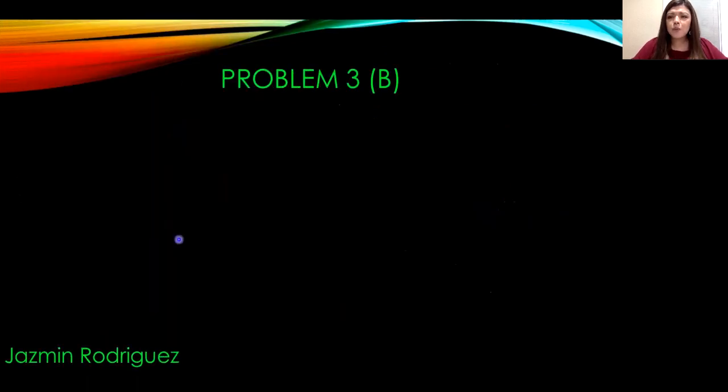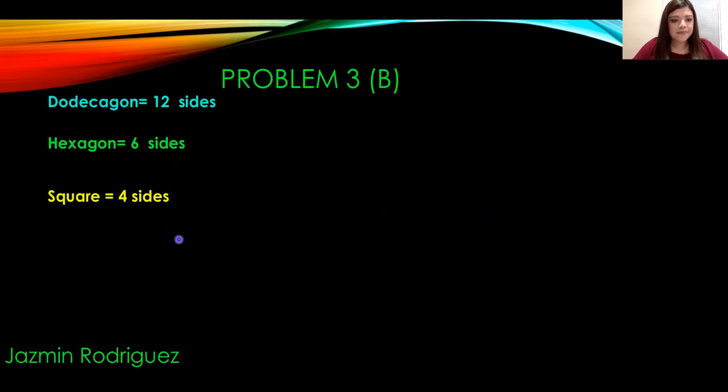Now, what can we do to show Miss Myra what she could do to make a vertex figure? Well, first, she's going to have to change these shapes because those put together will not work. So let's experiment. Let's do a dodecagon who has 12 sides. And we'll do a hexagon which has 6 sides. And a square that has 4 sides. So let's try these out.